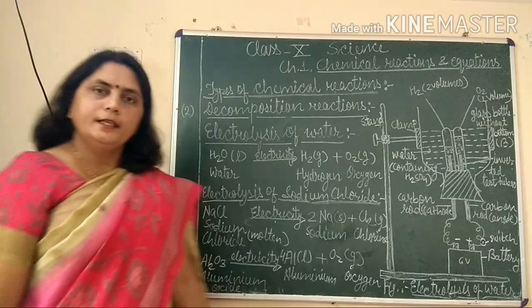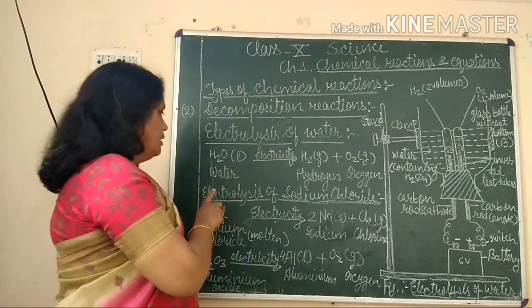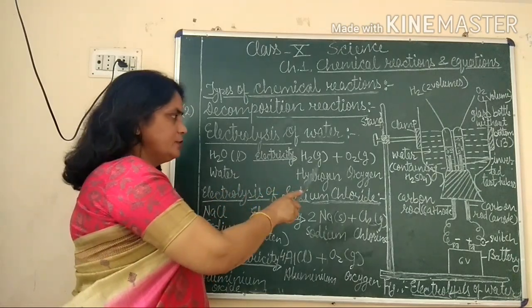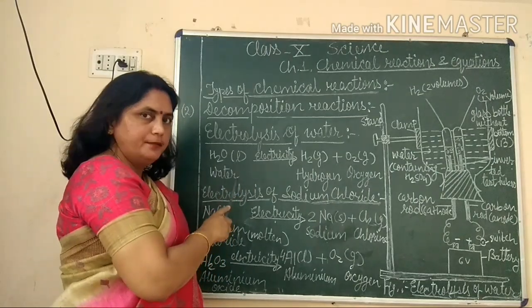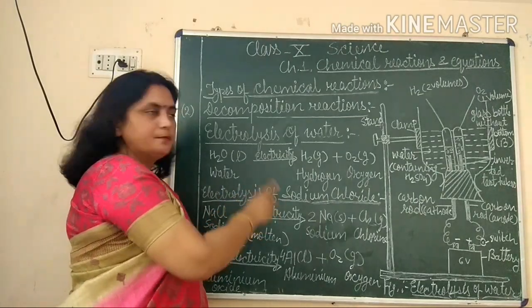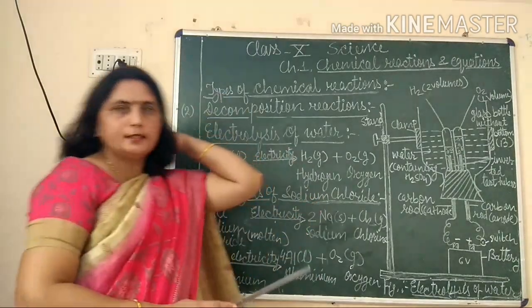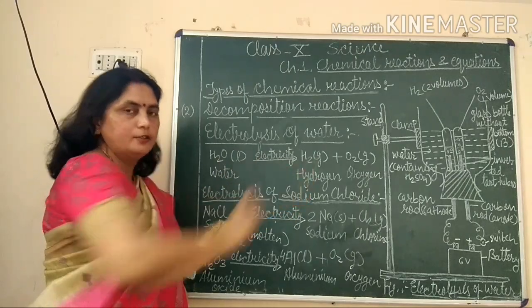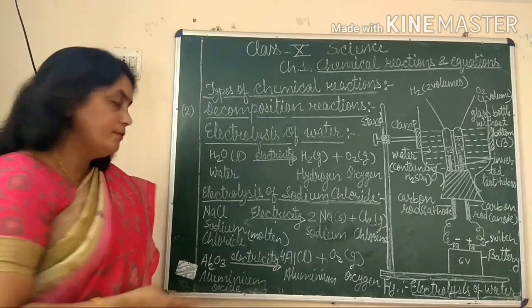So now we are taking some more examples of decomposition reactions. H2O in presence of electricity gives H2 plus O2. H2O, that is water, is in liquid form. When electricity is passed through it, it gives hydrogen gas and oxygen gas. That means it decomposes into hydrogen and oxygen. That's why it is a decomposition reaction.